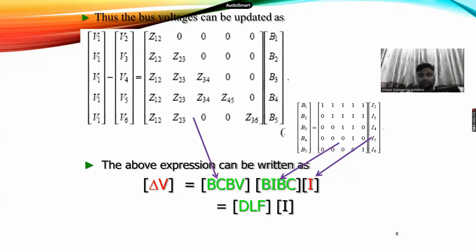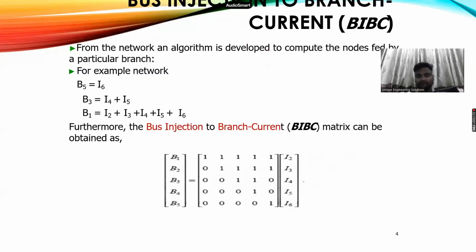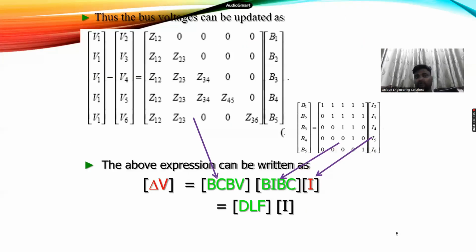The BCBV matrix calculates the voltage drop from the source to the corresponding buses, that is from the source to the second bus, third bus, and so on up to the last bus. For feeding the load of a bus, we must know from which branches the corresponding current should flow. In the given figure, for feeding the load of bus 2, the current will flow through branch 1 only.